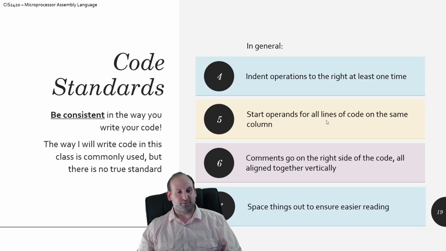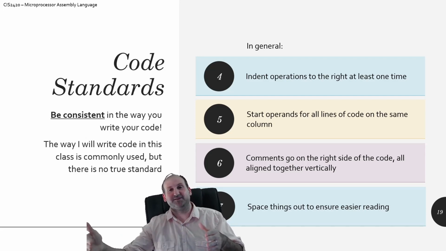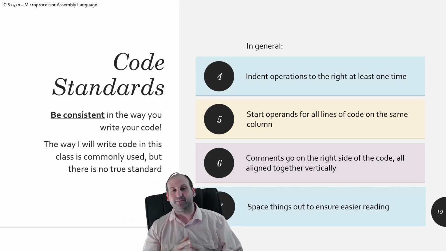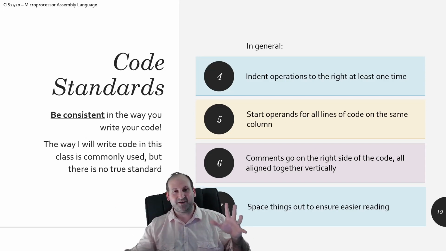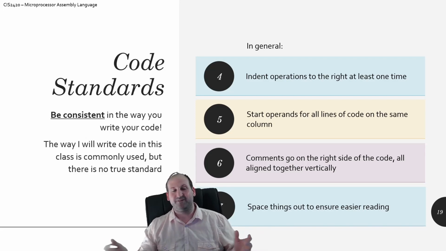Let's see, start operands for all. Yeah, start everything on the same column. You'll see as I'm coding that I save enough space for the operations themselves for 5 letters. So I'll start with MOV or something, and then I'll put a space or 2 in there so that all the operands start at the same column. And it's not just being OCD, it's just one of those things. If all your code just kind of flows wherever, you're not going to be able to understand what's happening.